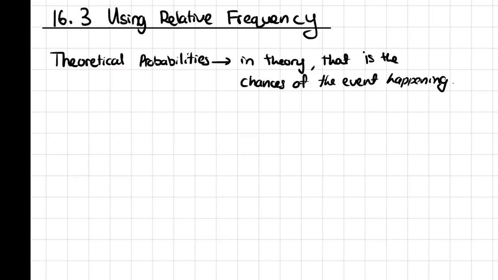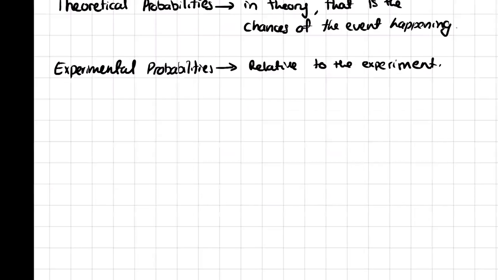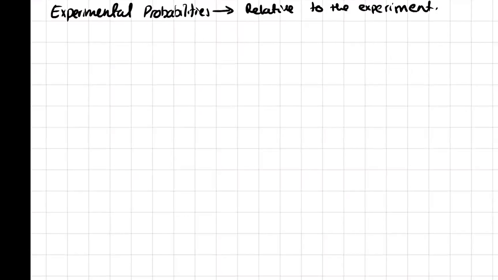But let's look at something else that we call experimental probability, which in turn is related to your relative frequency. So it's relative to the experiment. It means that in relation to the experiment, what actually happens or what's the probability of something happening. So we use a very, very simple example, like flipping a coin.